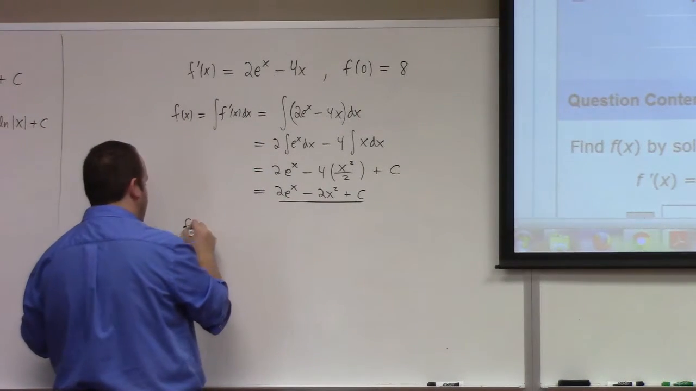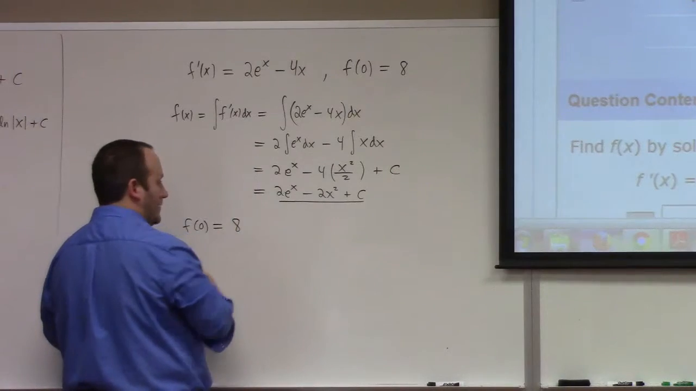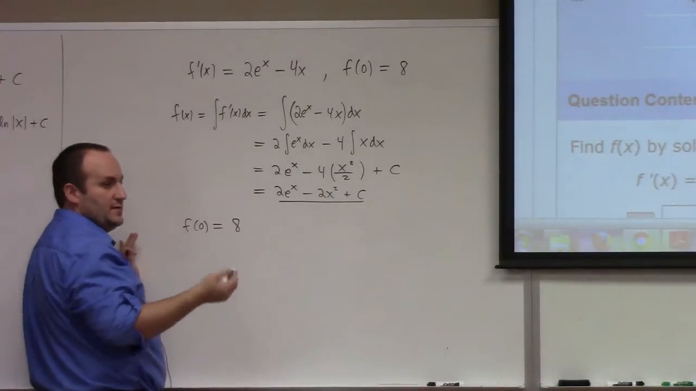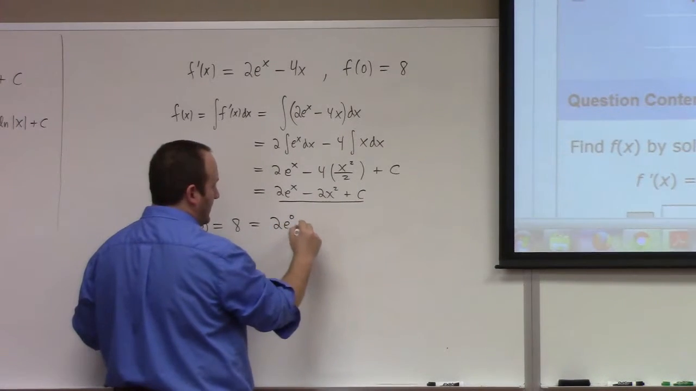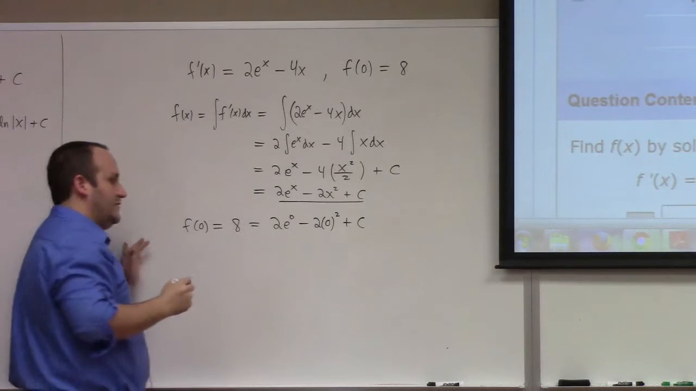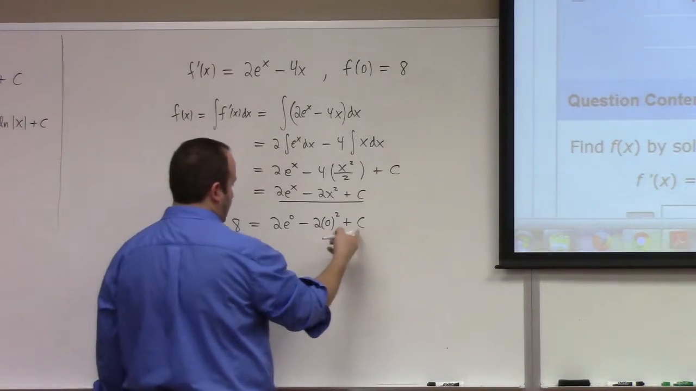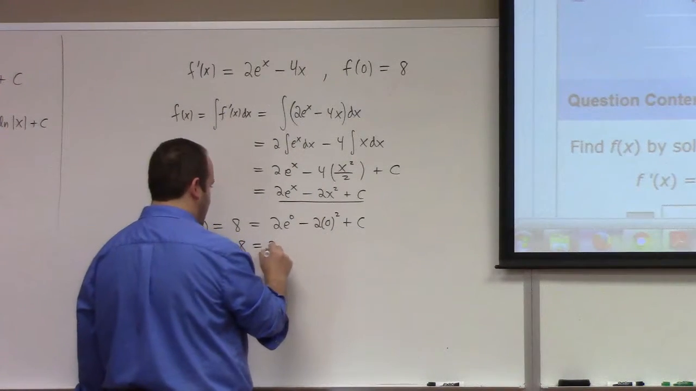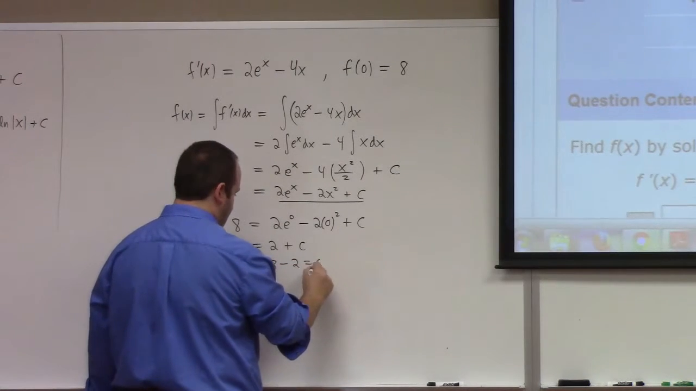Now, I have f of 0 as 8, though, right? But what else is it equal to? It's also equal to the formula evaluated at 0, which is 2 times e to the 0 minus 2 times 0 squared plus c. What is e to the 0? It's 1. And so I get 8 is equal to 2 plus c. So c is equal to 8 minus 2, which is equal to 6.